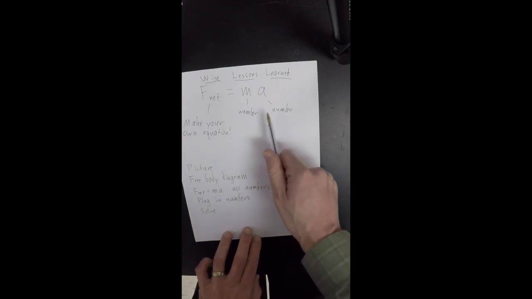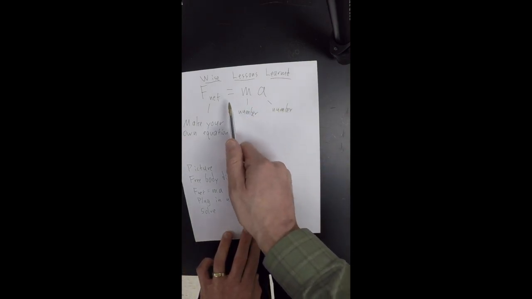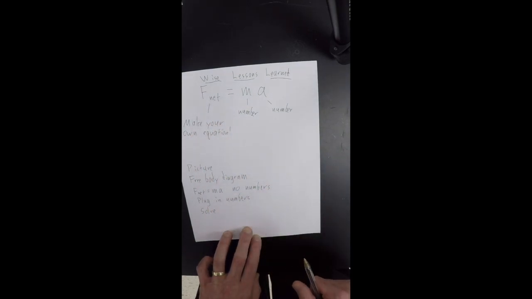Now, let's take a look at some of the lessons that we've learned. F net equals ma is a bit of an interesting equation because you kind of have to make your own equation. You see, m and a are easy. They're just numbers. But the F net, you have to cook up yourself. And it depends on what forces are actually acting on the object. So you kind of have to make your own equation there.